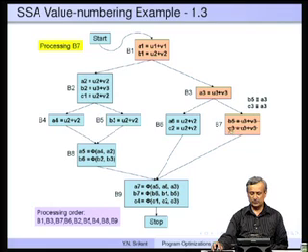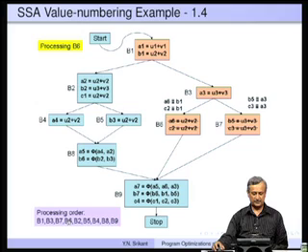So, we delete these two statements because copy propagation can be directly done. We can store in place of B5 and C3 A3 itself, and that value number automatically takes care of these two usages later on.